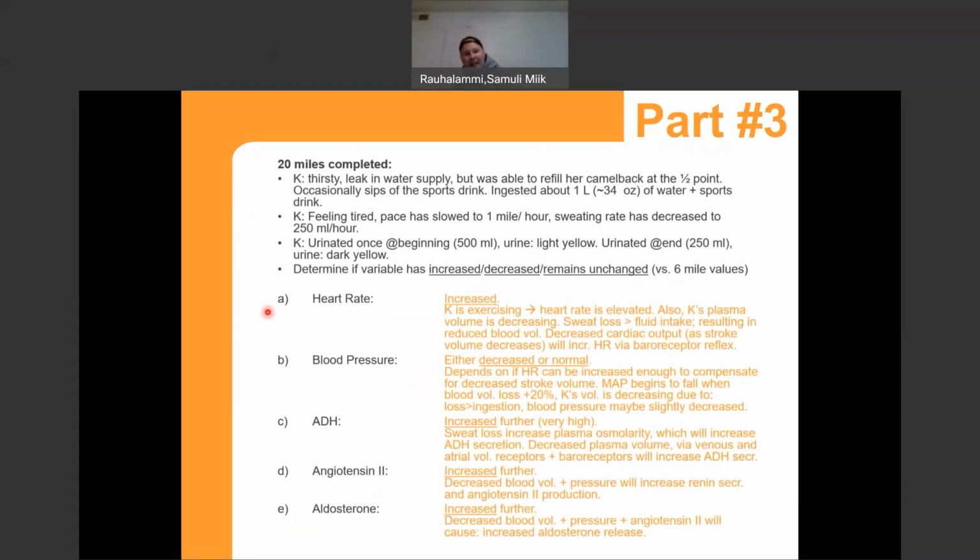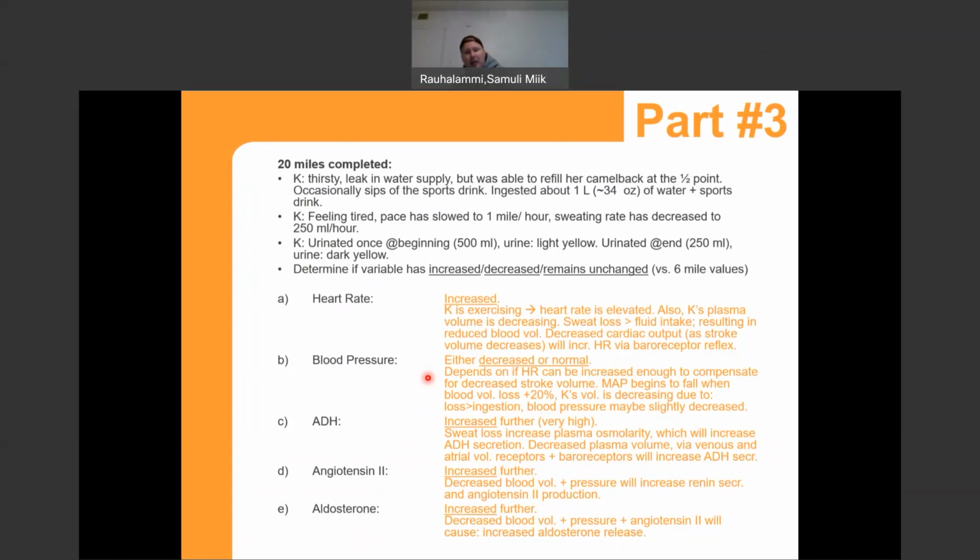So the heart rate is increased because of the exercising. Also, her plasma volume is decreasing. Sweat loss is greater than the fluid intake, resulting in reduced blood volume and decreased cardiac output. As stroke volume decreases, it will increase the heart rate through the baroreceptor reflex. Her blood pressure, I would expect it to be either normal or decreased, depending on if the heart rate can be increased enough to compensate for the decreased stroke volume.